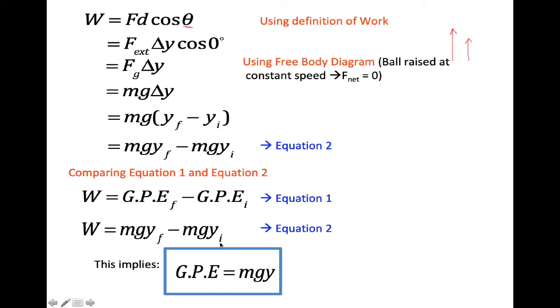We could choose that yi, the initial position of the ball, was 0, which means that initial gravitational potential energy was also 0. Let us look at the units of gravitational potential energy. Because it is energy, it should have units of joules. So mass has units of kilogram, g has units of meter per second square, and y has units of meters. So we write all this. Now kilograms meter per second square is equal to newtons. So newtons times meters gives us joules.